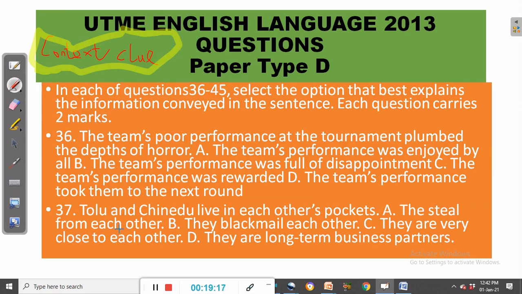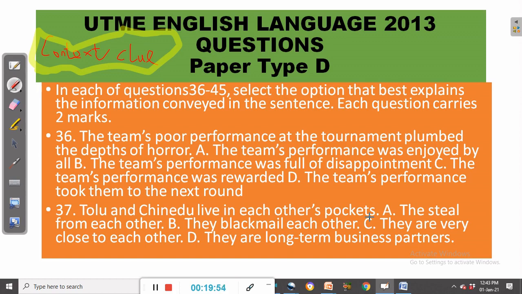question number 37. Tolu and Chinedu live in each other's pockets. This is also another expression that we are not familiar with. You may not have heard this expression before. Tolu and Chinedu live in each other's pockets. Now, what picture does this give you? If you live in each other's pockets, it must be something about familiarity, right? Something about closeness, right?